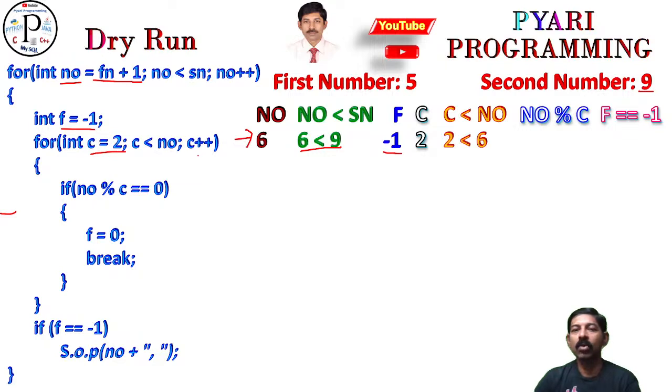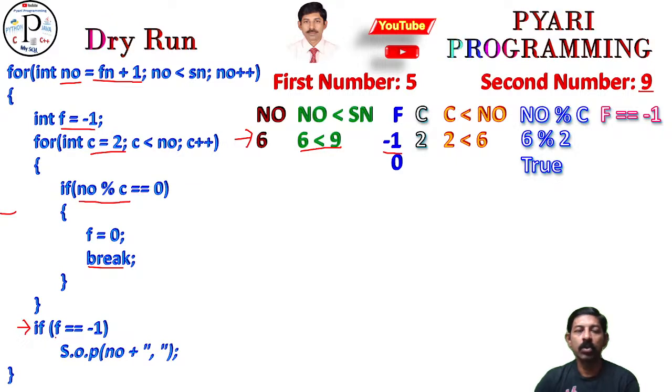C is less than NO, it is true. 2 is less than 6, true. I will get inside. NO modulo C, this part I am doing. NO modulo C is 0, it is true. 6 is divisible by 2, true. Now I will get inside. F becomes 0. After that we have break, to come out of it, I will come over here.